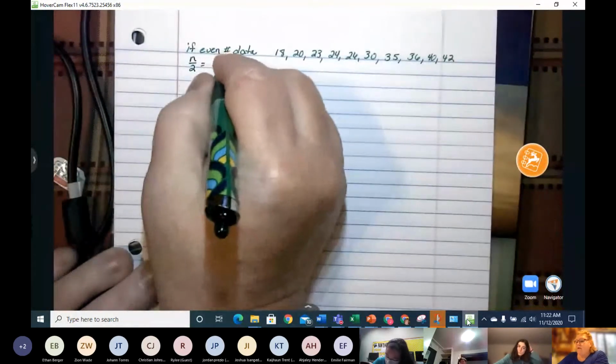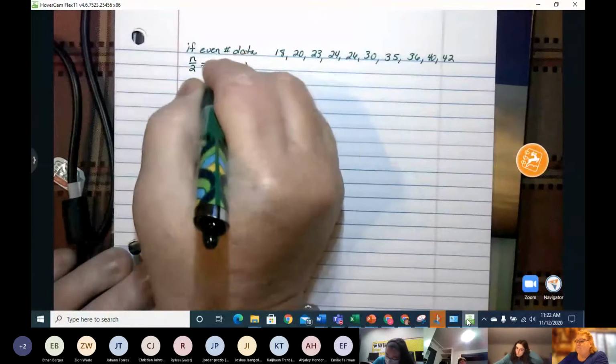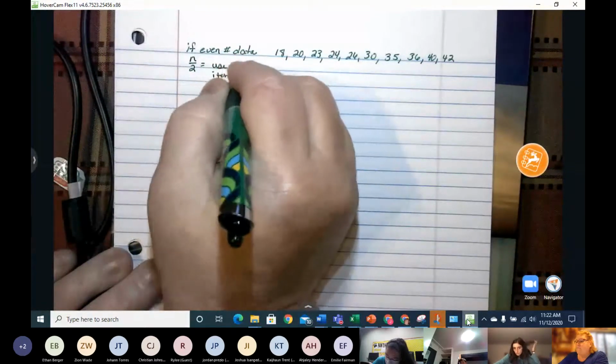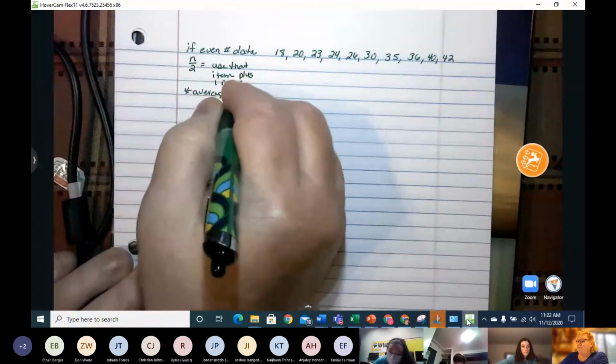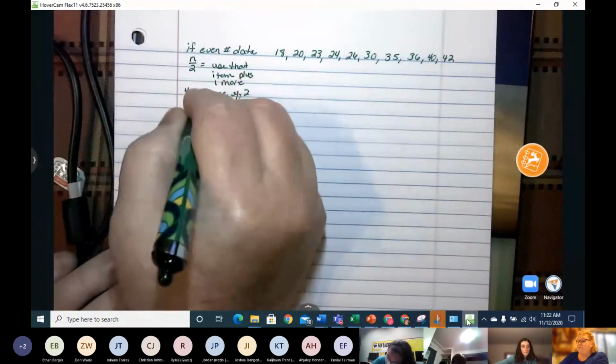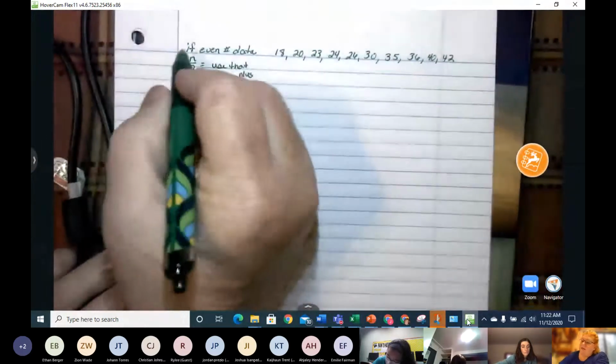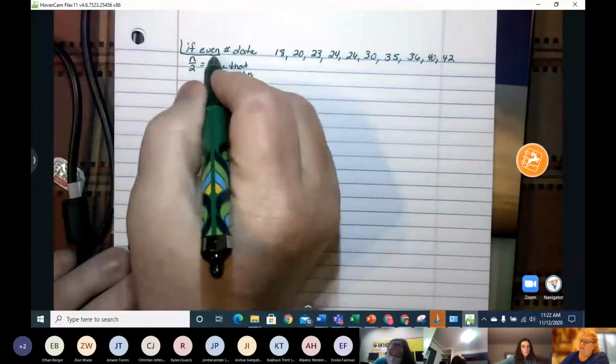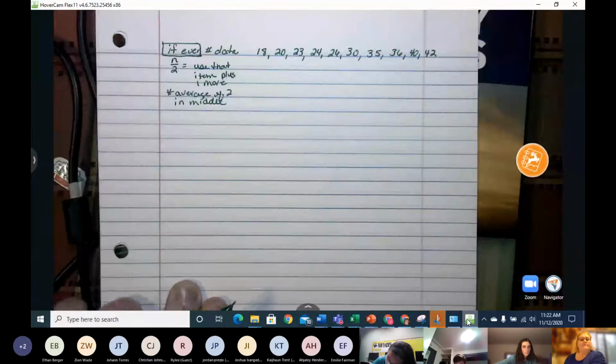So when we do n divided by 2 this time, we're going to use that item plus one more. We're going to find the average of the 2 in the middle when we want to find the median.